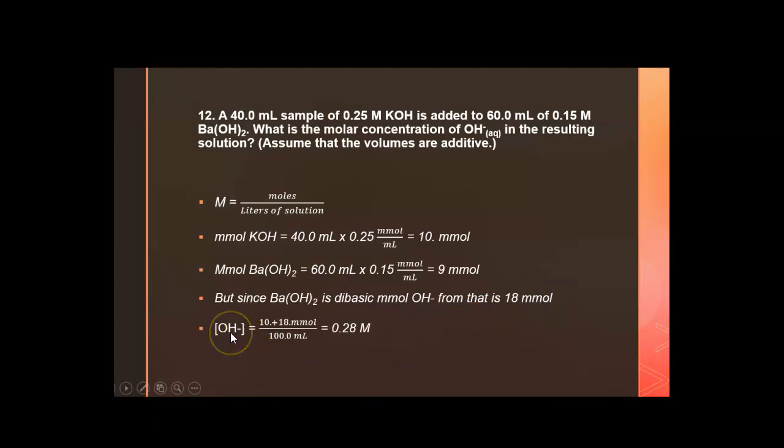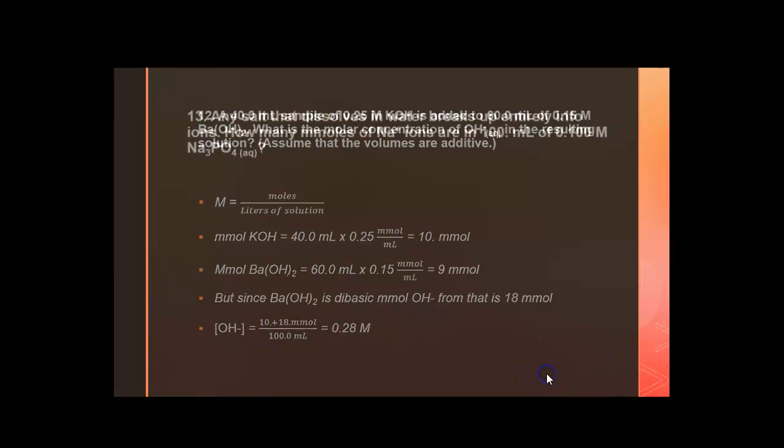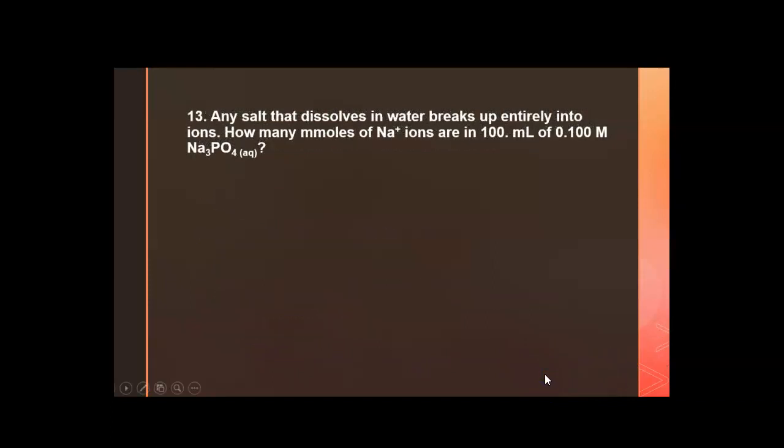So the hydroxide total is the 10 here from the KOH plus the 18 from the Ba(OH)2 taken twice. 28 divided by 100 is 0.28 molar. Number 13, any salt that dissolves in water breaks up entirely into ions.